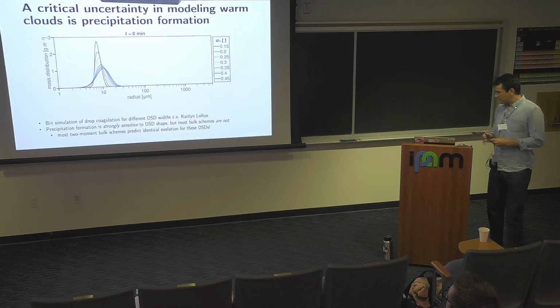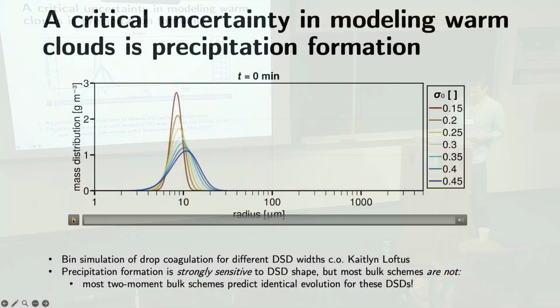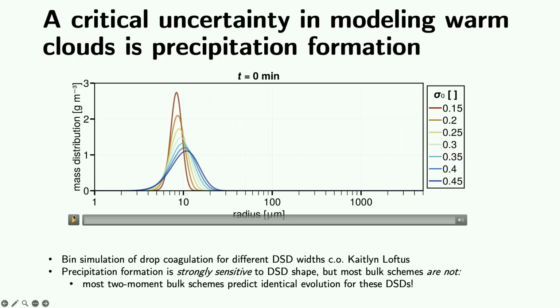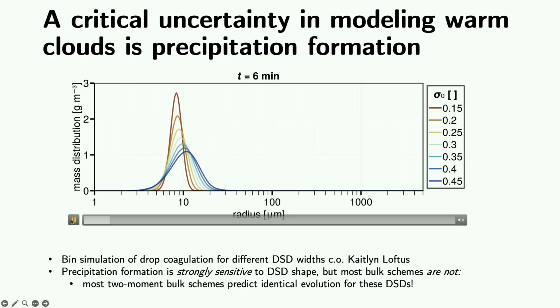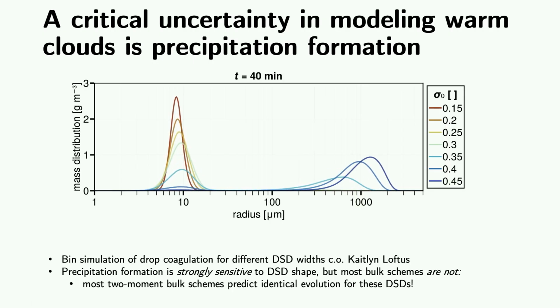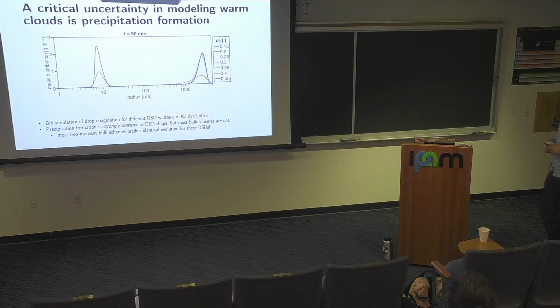And one of the key uncertainties that we want to look at with clouds is precipitation formation. This is something that Kate Loftus did for her PhD. It's basically a bunch of distributions that are undergoing collision coalescence. You start off with stuff in the cloud range, and you get collision coalescence, and then it becomes rain, right? This is little droplets bumping into each other, becoming rain.